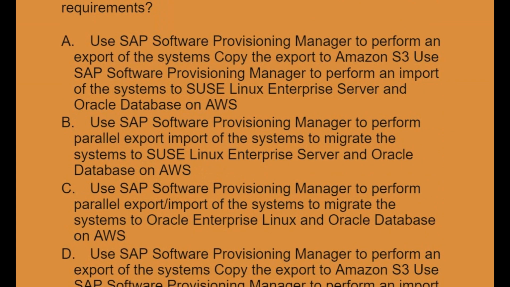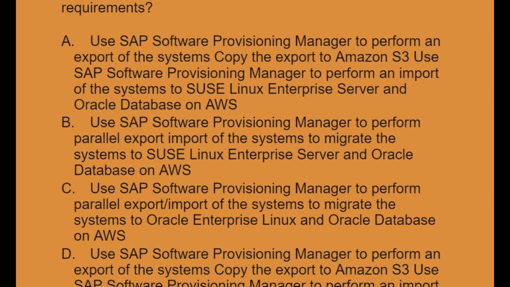Option A. Use SAP Software Provisioning Manager to perform an export of the systems. Copy the export to Amazon S3. Use SAP Software Provisioning Manager to perform an import of the systems to SUSE Linux Enterprise Server and Oracle Database on AWS. Option B. Use SAP Software Provisioning Manager to perform parallel export import of the systems to migrate the systems to SUSE Linux Enterprise servers and Oracle database on AWS.